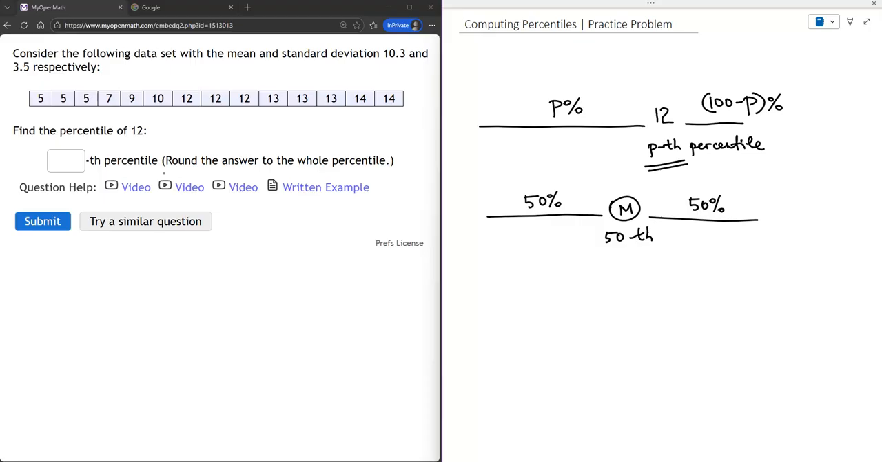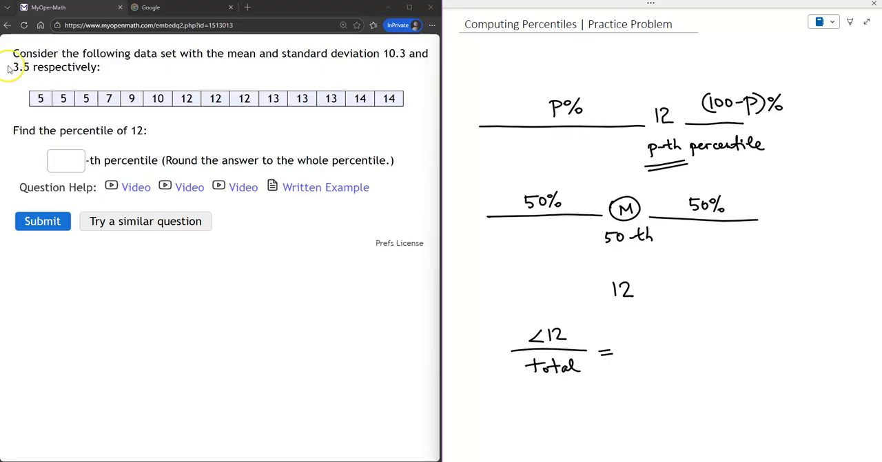So how do we compute percentiles? Well, we're going to use the definition. To find the percentile of number 12, we are going to count how many observations are less than 12, and we're going to divide it by the total number of observations, and that will give us exactly the percentage of observations in the data set that are below this value.